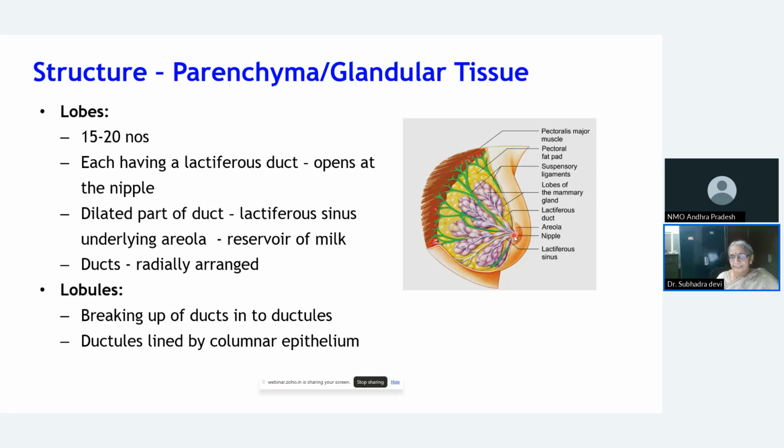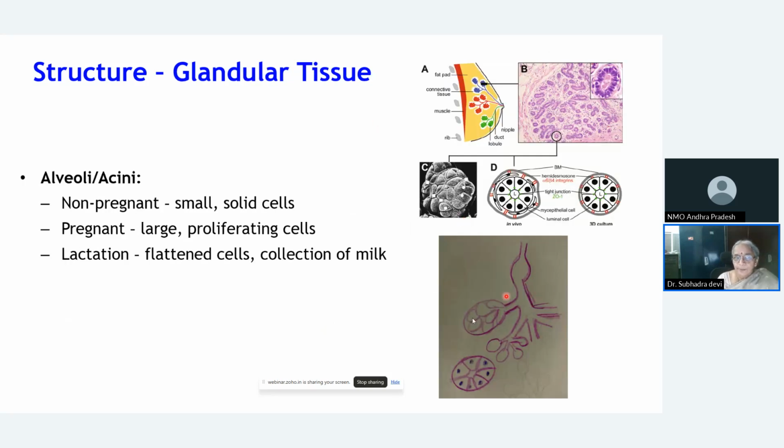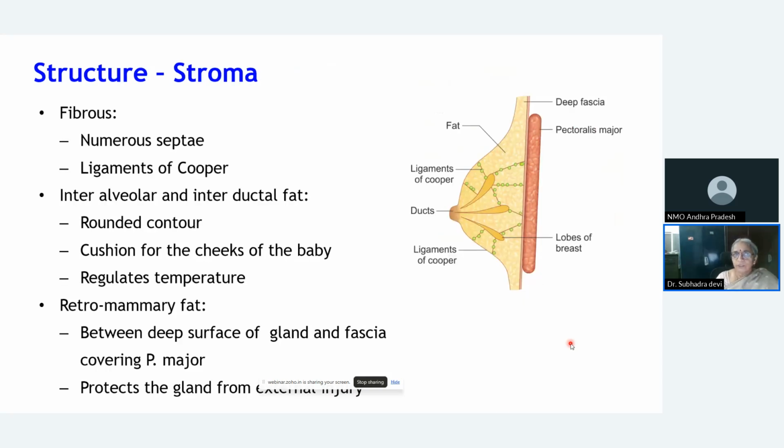The dilated part of the duct is the sinus, and how they are arranged, radially arranged ones, and lobules, such breaking up of ducts into ductules. Ductules will be lined by columnar epithelium, and you should be able to draw the alveoli or acini, what will be in the non-pregnant condition, in the pregnant, and during lactation. You can plan for diagrams on this structure. And what about the connective tissue? Fibrous tissue in the form of septa, and you call them the ligaments of Cooper. See, so many names are there which you should remember.